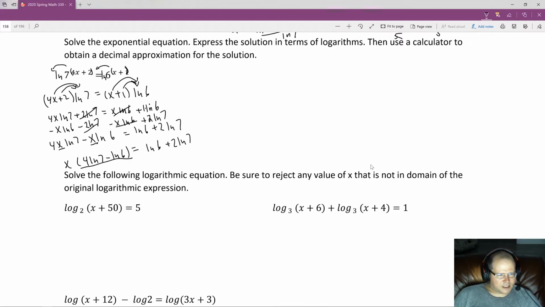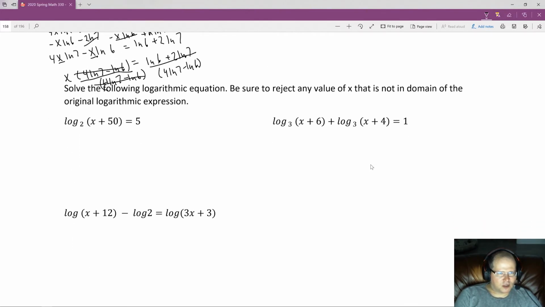So next, we can divide both sides by 4 natural log of 7 minus natural log of 6. These cancel out on this side, and that gives me x is equal to natural log of 6 plus 2 natural log of 7 over 4 natural log of 7 minus natural log of 6. And then we just approximate that in the calculator.